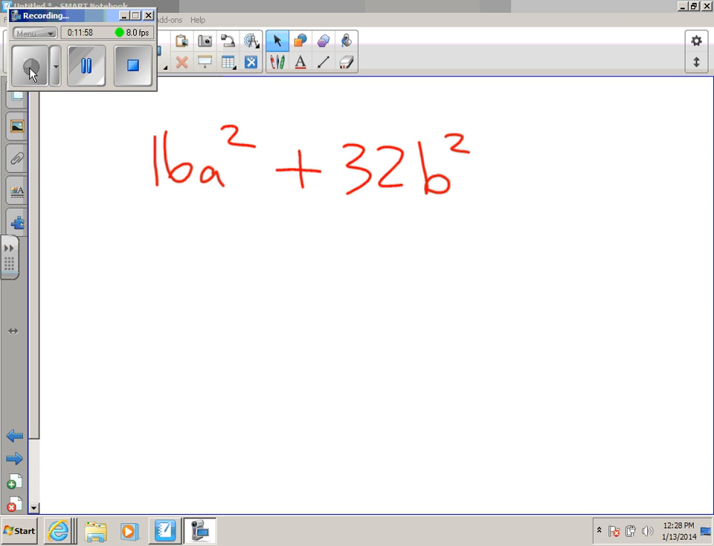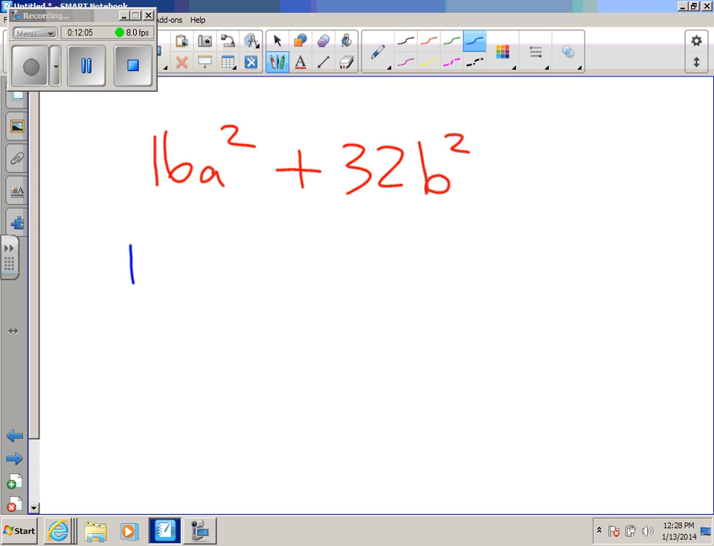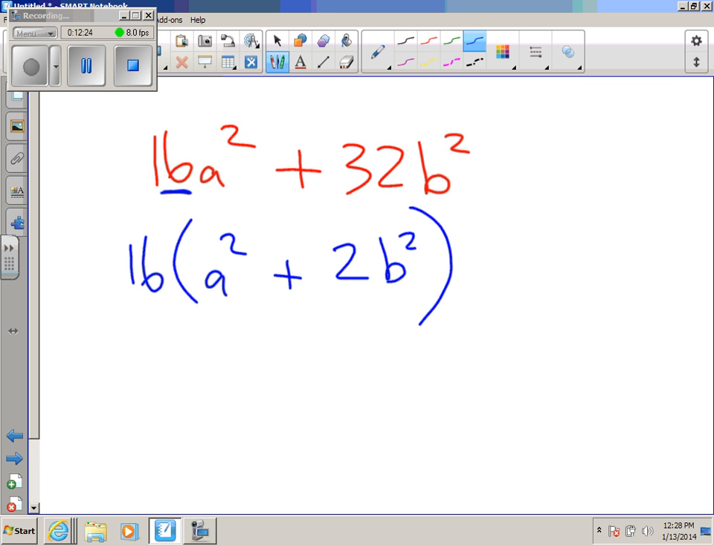Okay, GCF. The GCF is 16. Do they have anything variable-wise in common? They do not. So a squared plus... 16 times what is 32? 2 what? And that's that.